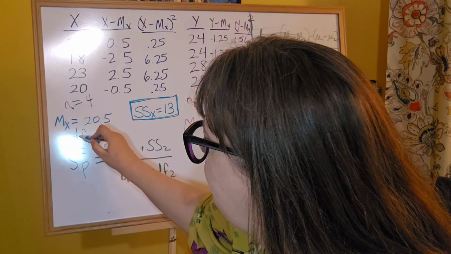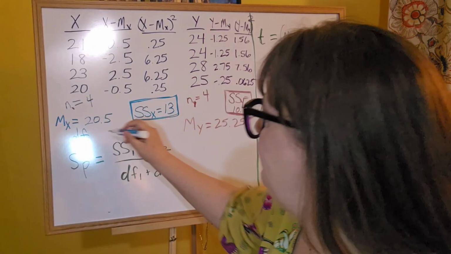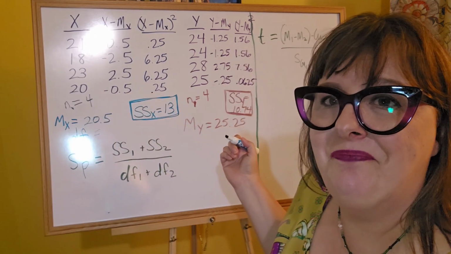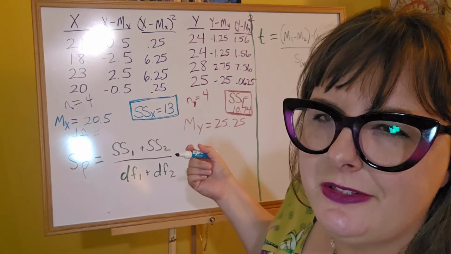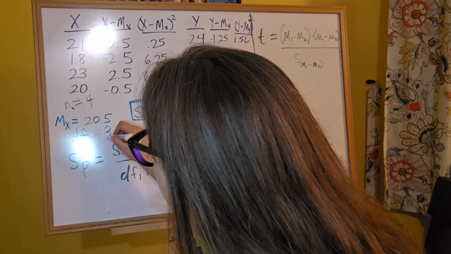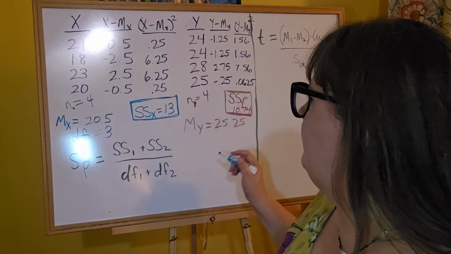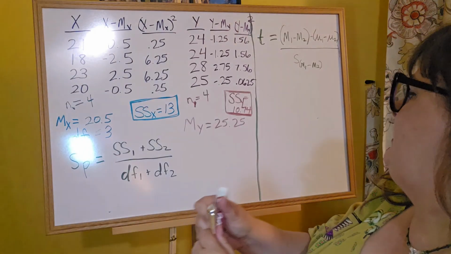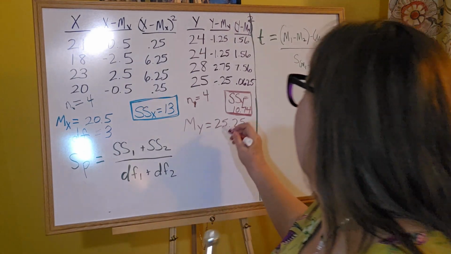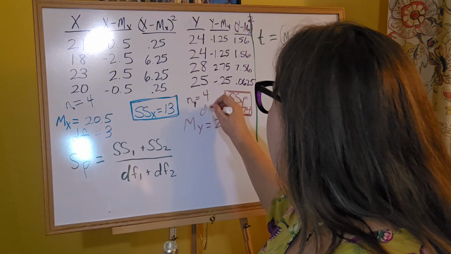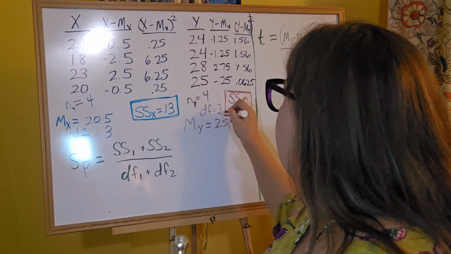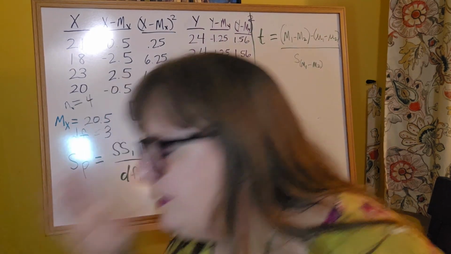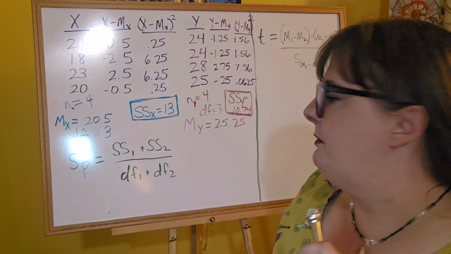I'm writing DF for degrees of freedom. What's 4 minus 1? We know this. It's 3. So degrees of freedom is 3 for each one of these. I'll go ahead and write this in the same color. Degrees of freedom are 3 for each one.